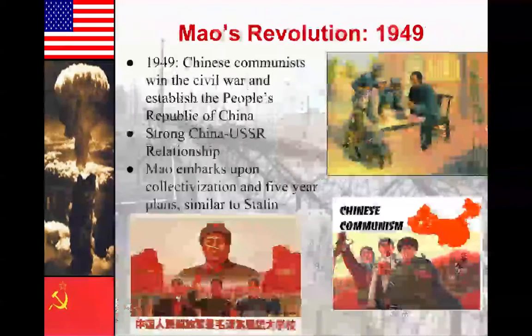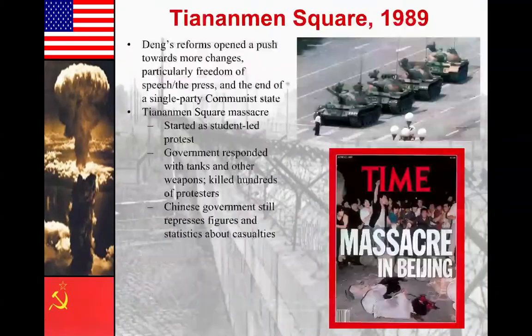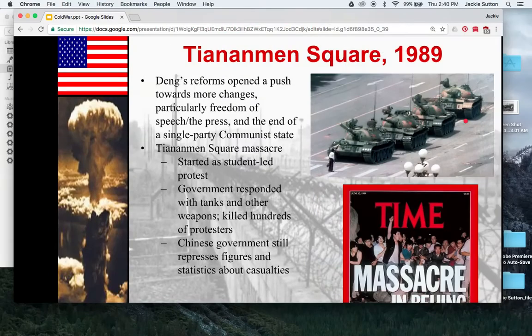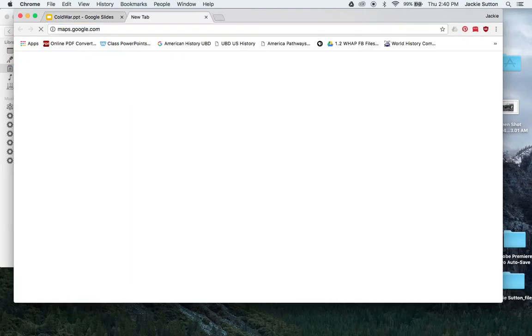I should have had a better... I don't actually have... Here. Okay, so I'm going to talk while I do this. I just realized it would probably be helpful for me to show you exactly where Albania is.